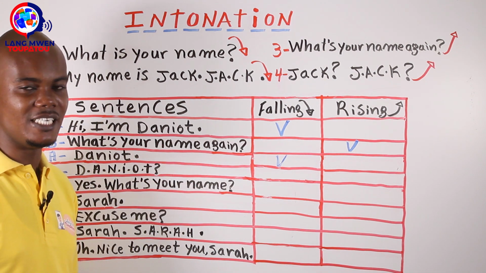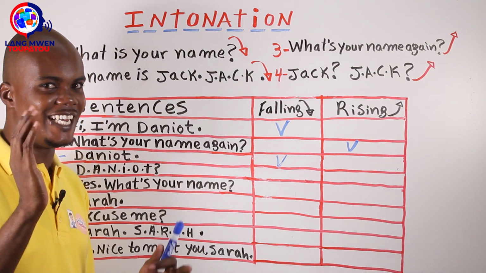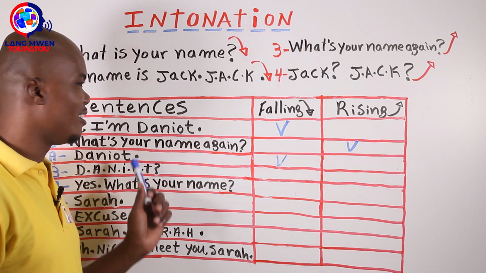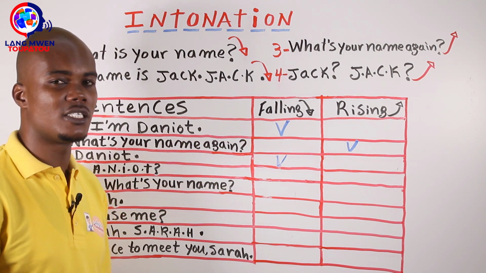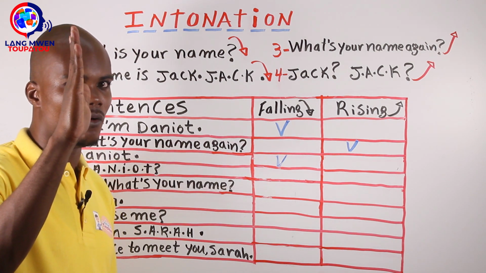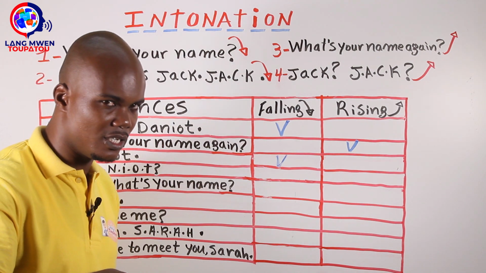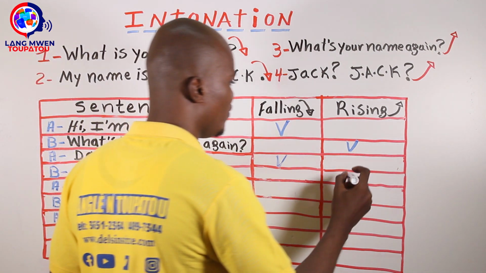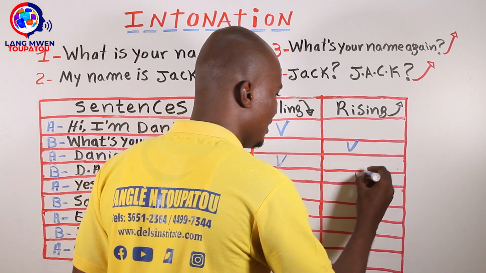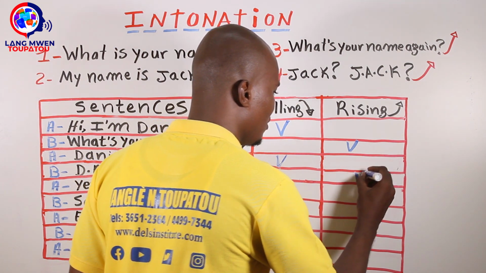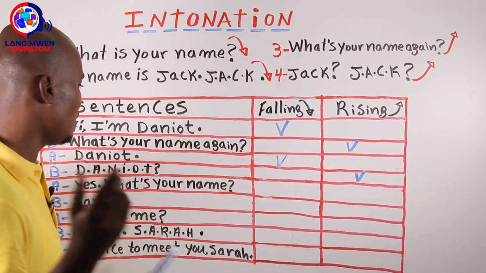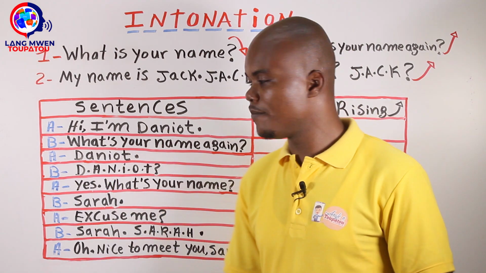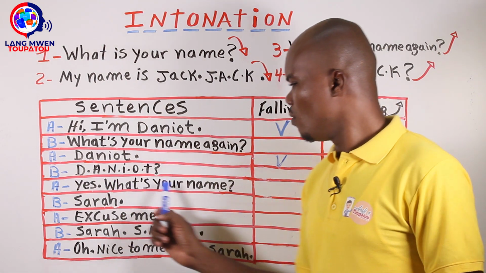You are smart. It's rising intonation because you say it like a question. Okay, we don't say it flat. No, say it with rising intonation. You do it, we practice it together. Now, next sentence is for A. Yes. What's your name?